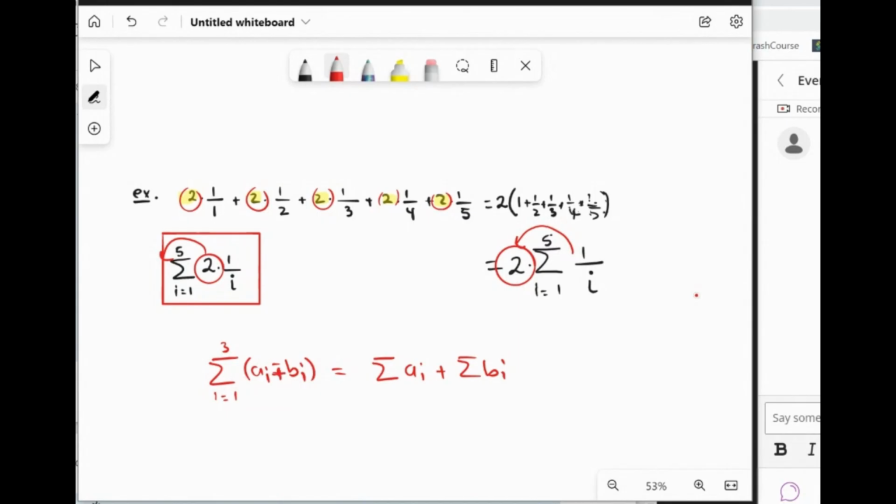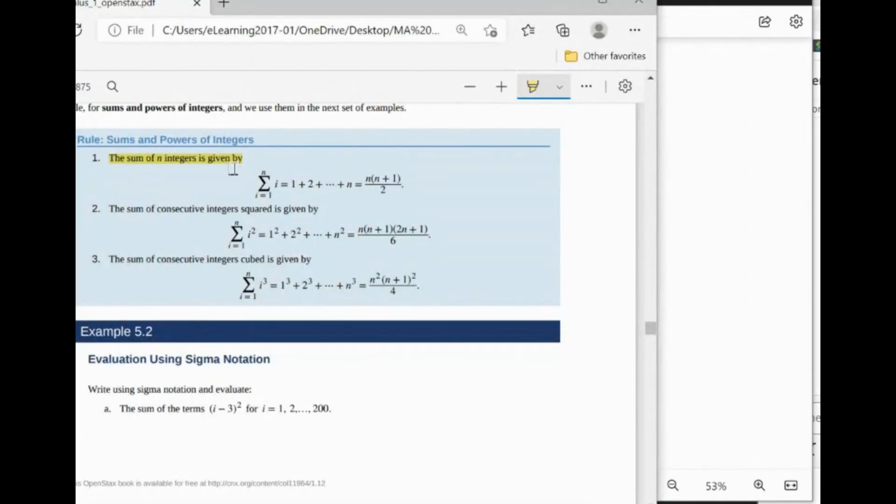If they are added, you add them. If they are subtracted, you subtract them. So just keep the index, keep the upper and lower limit the same. So the sum of n integers.